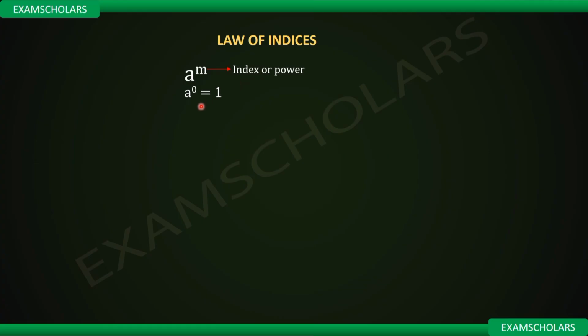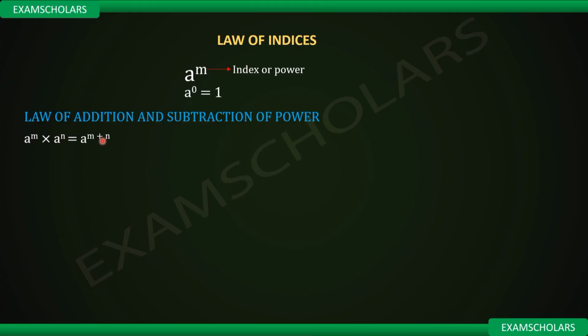The first one is anything raised to power 0 is equal to 1. I've explained this earlier on. Now the first law is the law of addition and subtraction of powers. When are you going to add powers or subtract powers? Let's look at this example. a raised to power m multiplied by a raised to power n is simply a raised to power m plus n. It's very simple. Now, these two bases must be the same. That is when you can add their powers together. When they are not the same, you don't add the powers together.